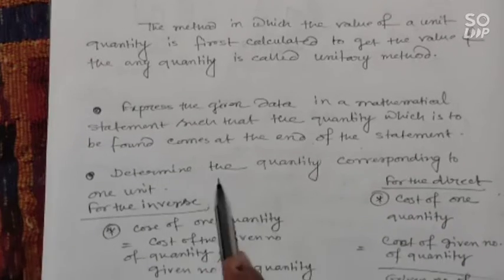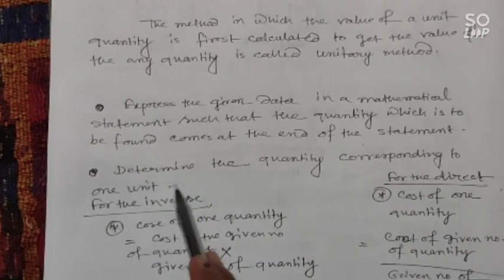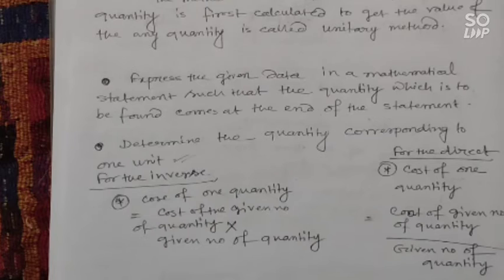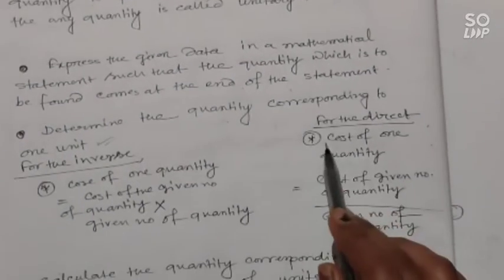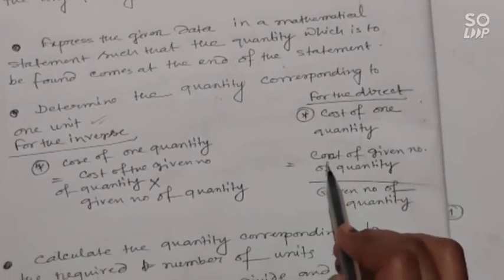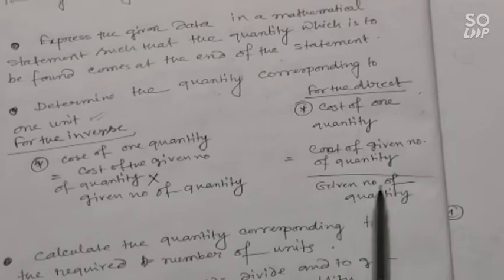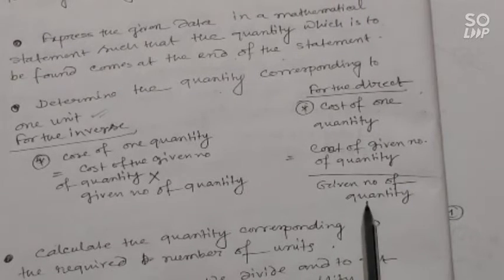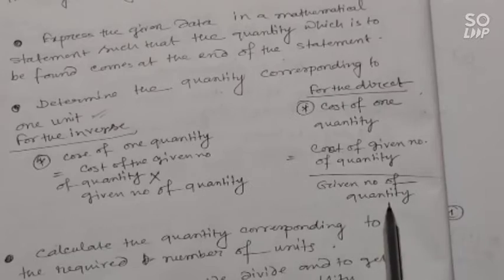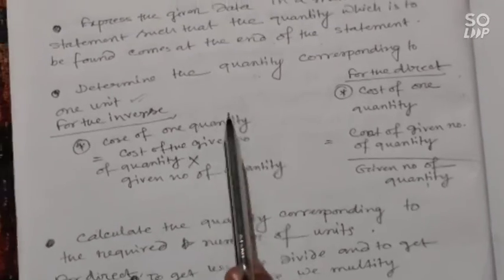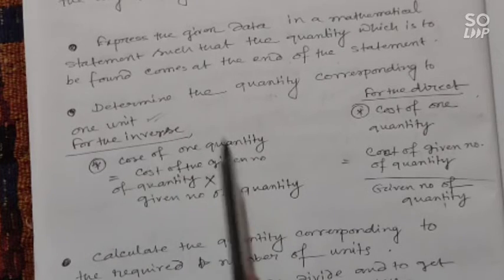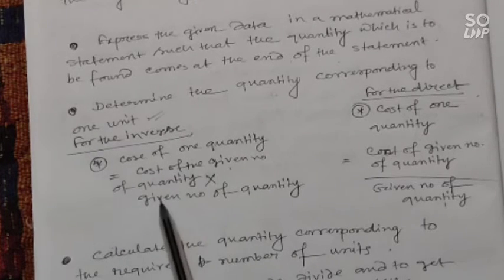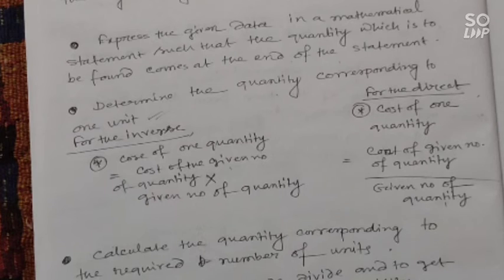Then you have to determine the quantity corresponding to 1 unit. এবার 1 ইউনিটের ভ্যালুটা আমাদের ফাইন্ড আউট করতে হবে। So in the direct variation, the cost of one quantity is equal to the cost of the given number of quantity divided by the given number of quantity. For the inverse variation, the cost of one quantity is equal to the cost of the given number of quantity multiplied by the given number of quantity.